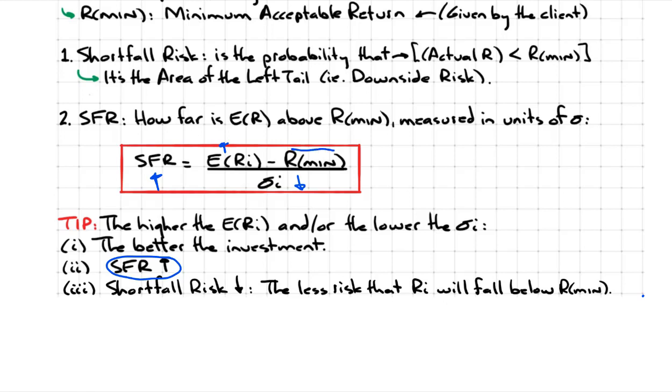Now with R min, that'll be given to us by the client. In other words, it's the client that'll say, this is the minimum acceptable level of return. So we take that as a given. But again, you could see how a high safety first ratio is associated with some good outcomes. Now at the same time, the higher the expected return or the lower the standard deviation, it would result in a lower shortfall risk. In other words, there would be less risk that the actual return will fall below R min.